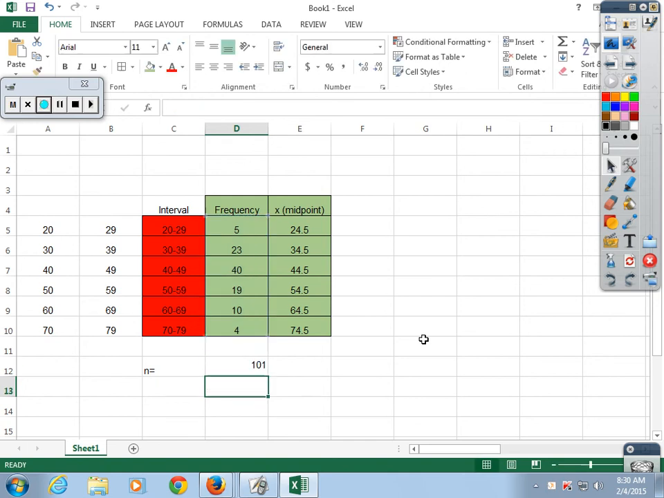Why am I going to highlight those three things green? They go into your calculations. Exactly. Good job. Thanks for the interaction. Alright, so these three areas right here are going to be used in your calculations.